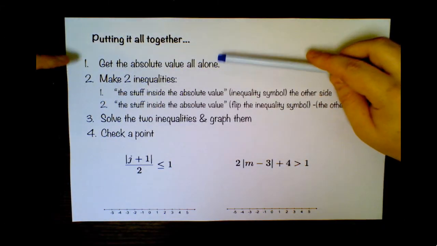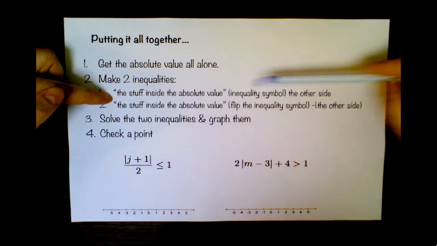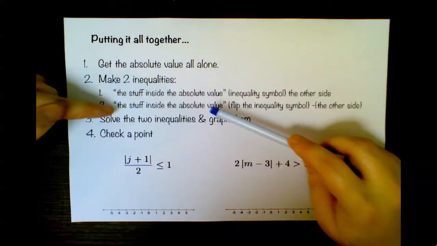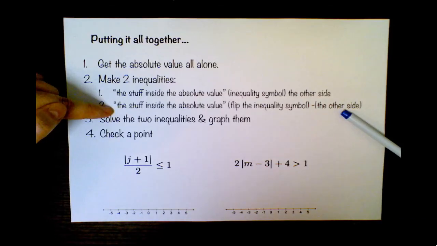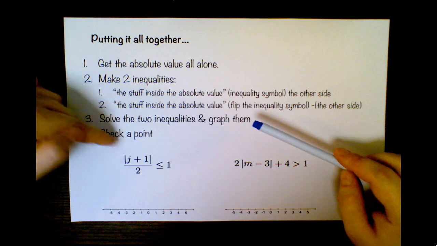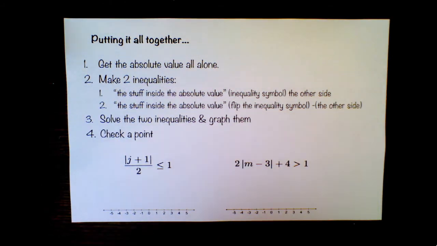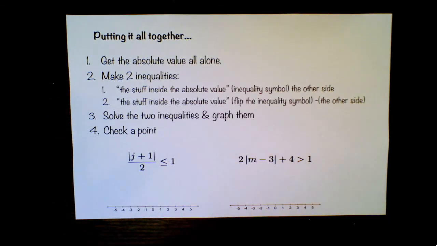Our strategy is you get the absolute value all alone. You make your two inequalities with the stuff inside the absolute value, your inequality symbol on the one, and the number on the other side. The stuff inside the absolute value, you flip your inequality symbol and the negative number on the other side. You solve both those inequalities and you graph them. And then you pick a point in your inequality and just kind of test it in your original thing to make sure that you're not completely crazy. I recommend that you pause and attempt these and see if you get the same answer I do.